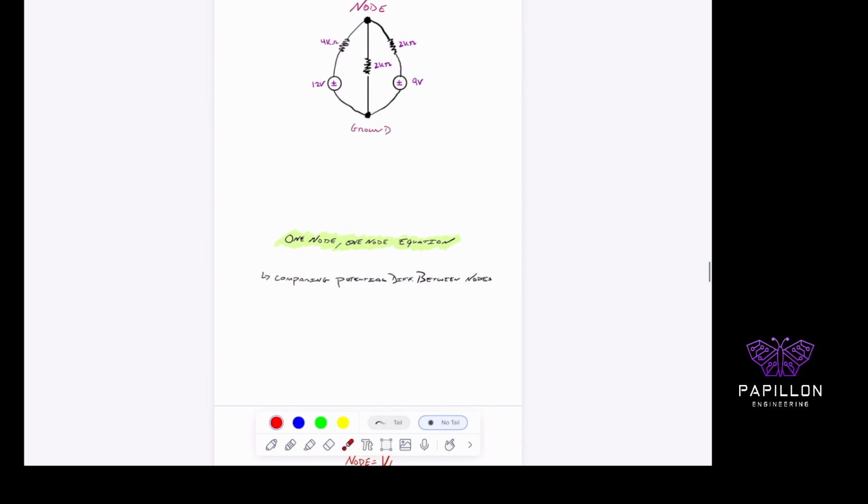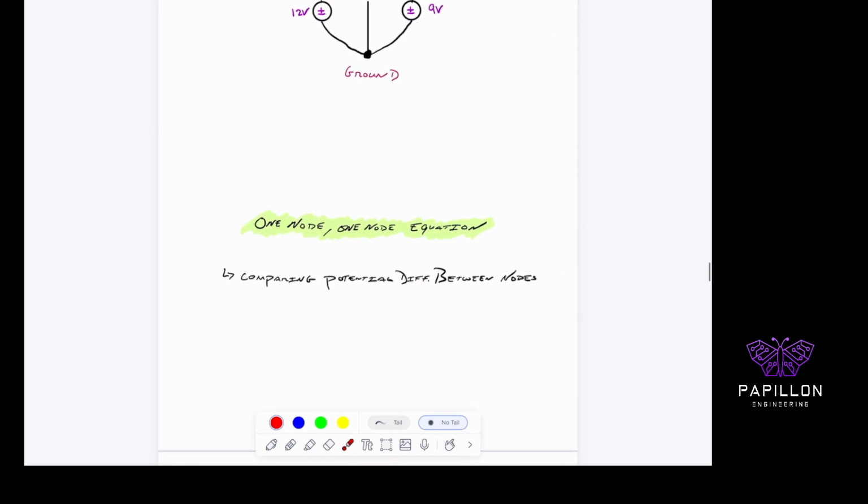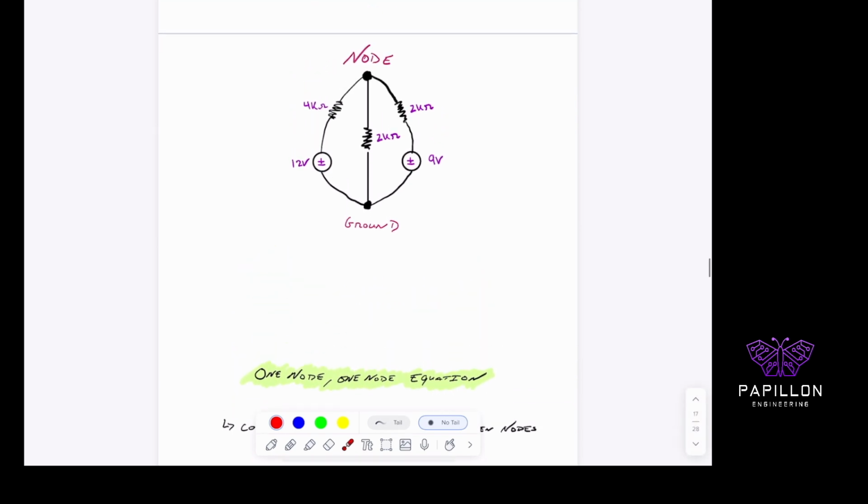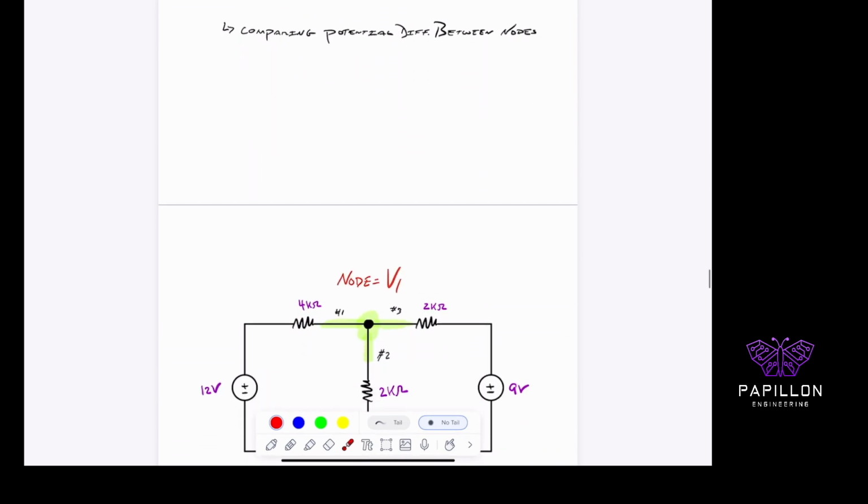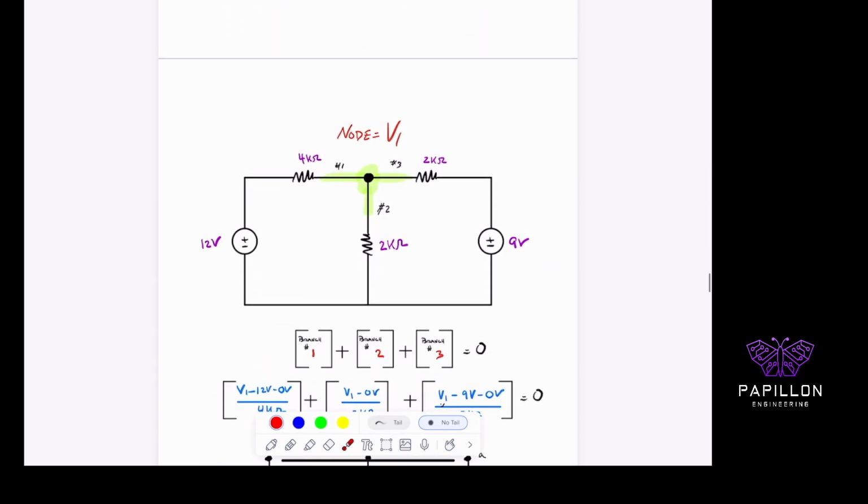Right, so one node, which means that we're going to expect to have one equation, which is really important. And we're comparing potential differences between the node and ground for this problem. Nodal, you're always comparing potential differences between 2 points. Again, this problem is much easier. We're comparing the main node to ground. So let's see what that actually practically means. So here it is again. Here's that drawing.